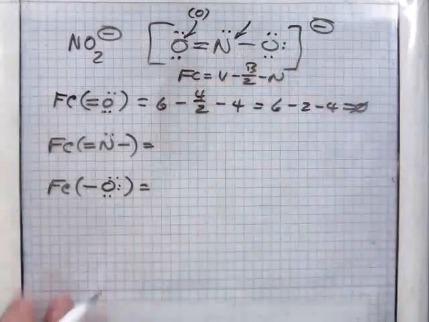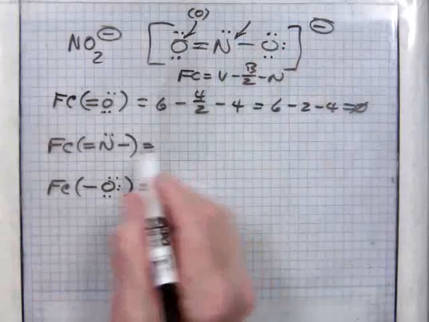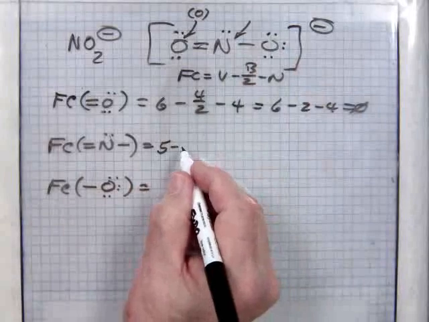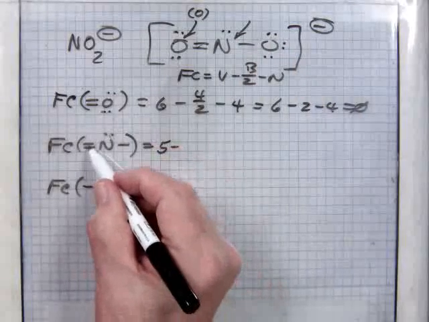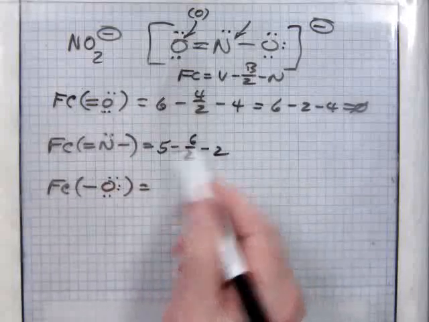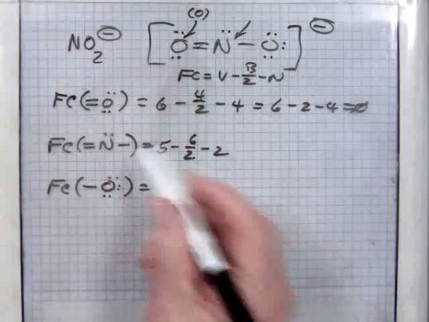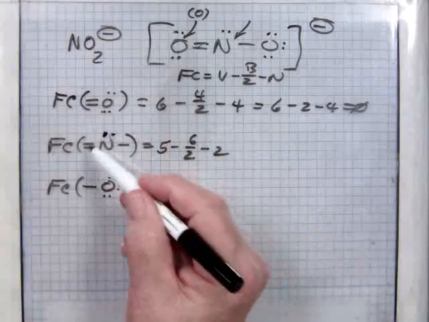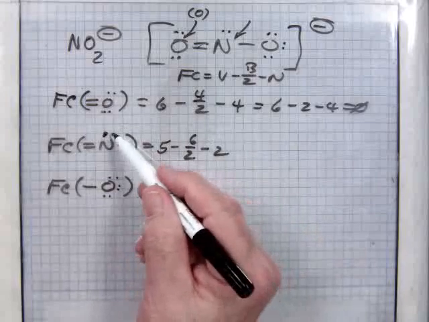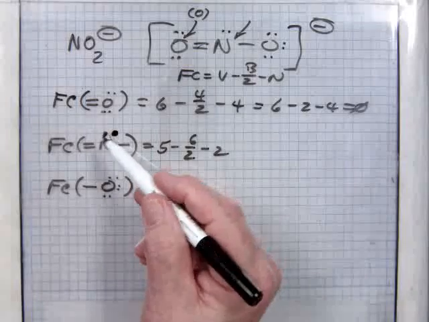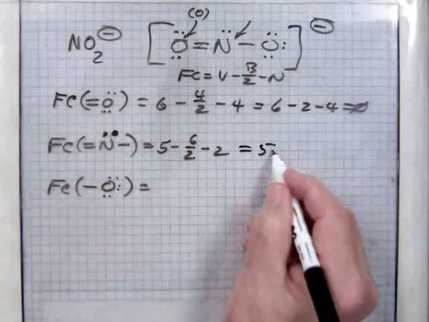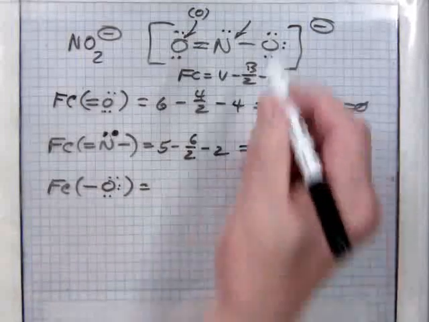Now we want to get the nitrogen structure. The valence of the nitrogen is a 5. 1, 2, 3, 4, 5, 6. 6 over 2 minus 2. So you have 6 bonded electrons in there, all total. Now there's 3 bonded pairs, but 6 bonded electrons. There's 1 non-bonded pair, but 2 non-bonded electrons. So that's 5 minus 3 minus 2. That's also a 0.